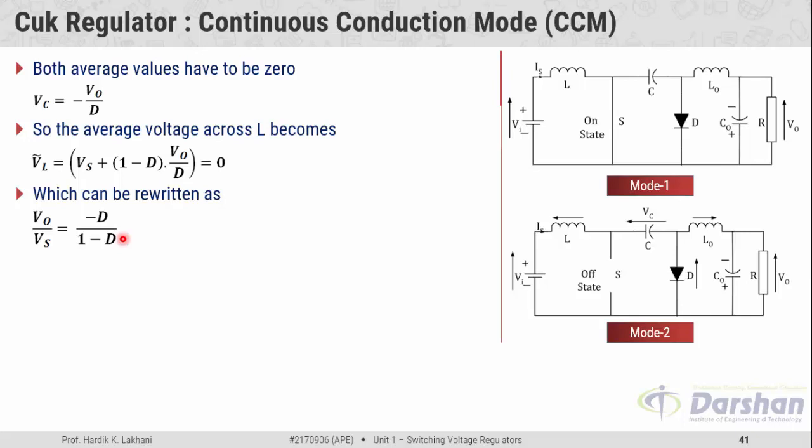When the duty ratio is between 0 and 0.5, output voltage is less than the input voltage, and when the duty ratio becomes greater than 0.5, the output voltage of the Cuk regulator would be greater than the input voltage.